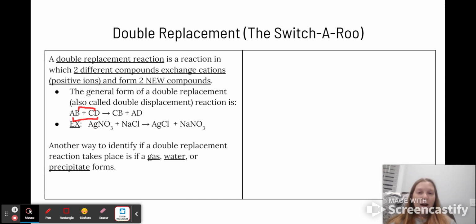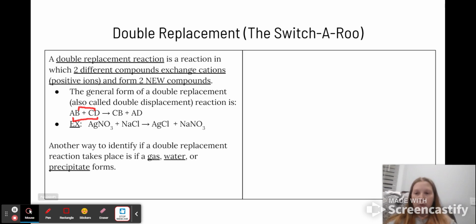Another way to identify a double replacement is looking at what products form. So you'll always have one of these 3. A gas, so you'll see bubbles form and they'll release a gas. Water, which is the hardest one because you can't really see water being formed if you're dealing with 2 liquid, like two clear liquids, or a precipitate, which means a slightly soluble solid comes out of solution.